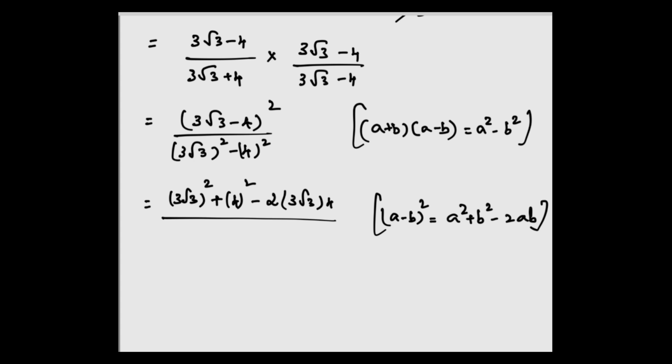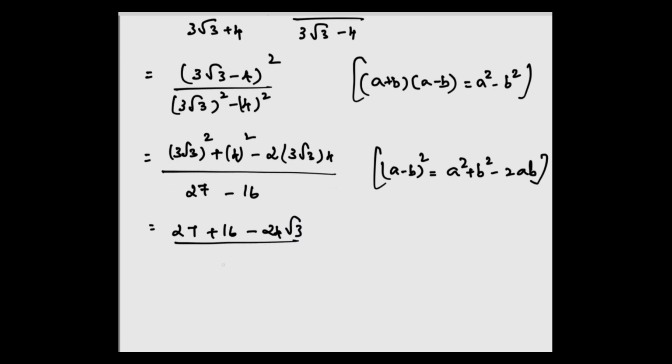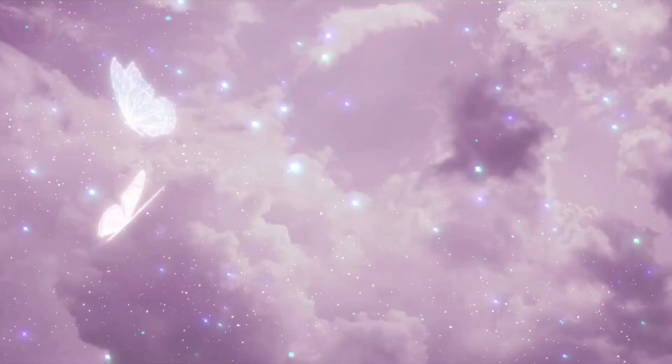(3 root 3) the whole square is equal to 27, plus 4 square is 16. So 27 plus 16 minus 24 root 3, divided by 11, which in turn gives (43 minus 24 root 3) divided by 11. This is the answer. Thank you.